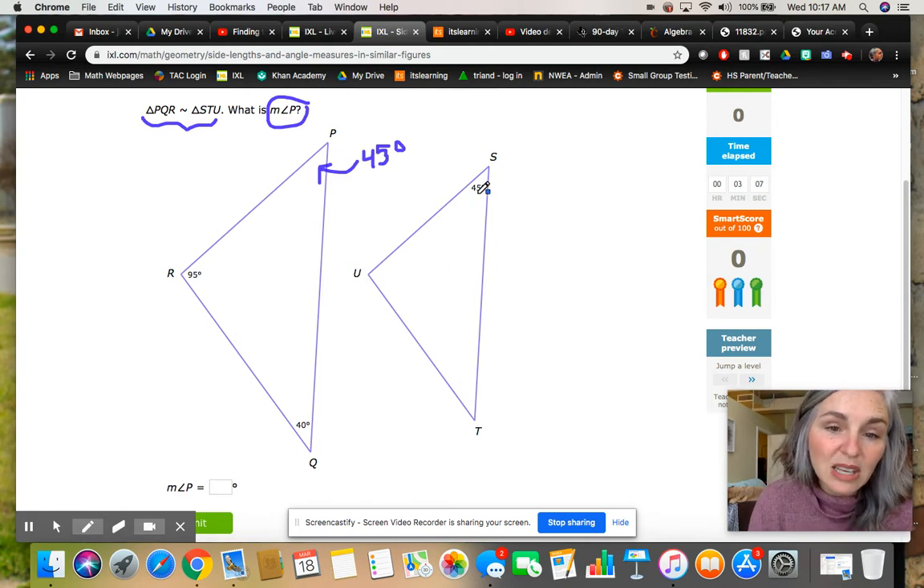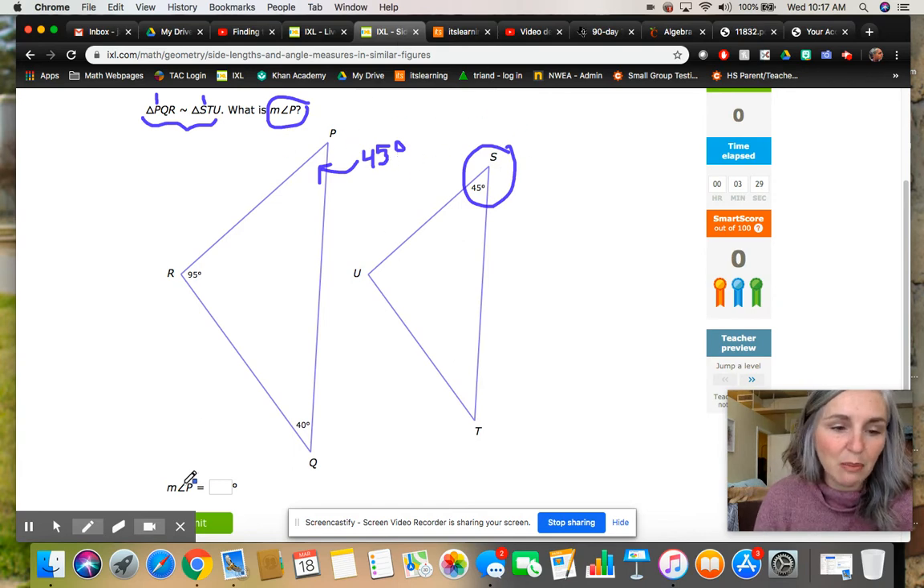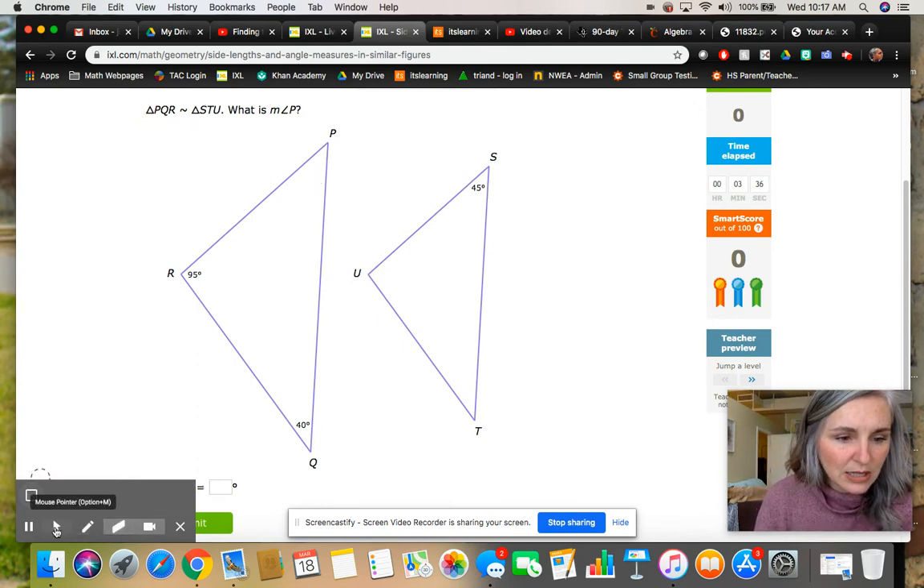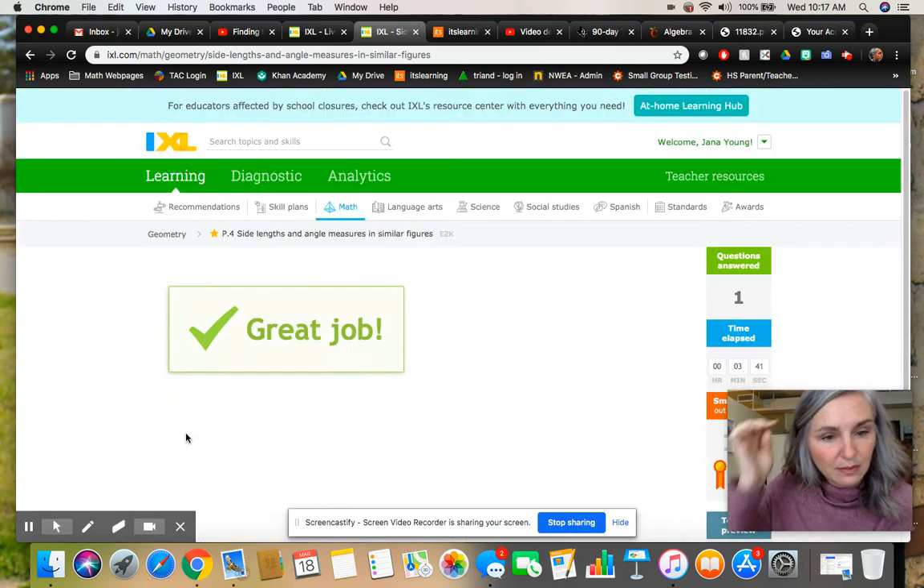Now, looking at this similarity statement, P has to be the same angle measure as S. So I also could have just found S, and without doing any computation at all, I could determine that P is 45 based on S, because in similar figures they have to have the same angle measure. So let me get rid of that, and let's answer this question, which we just decided was 45. Submit.